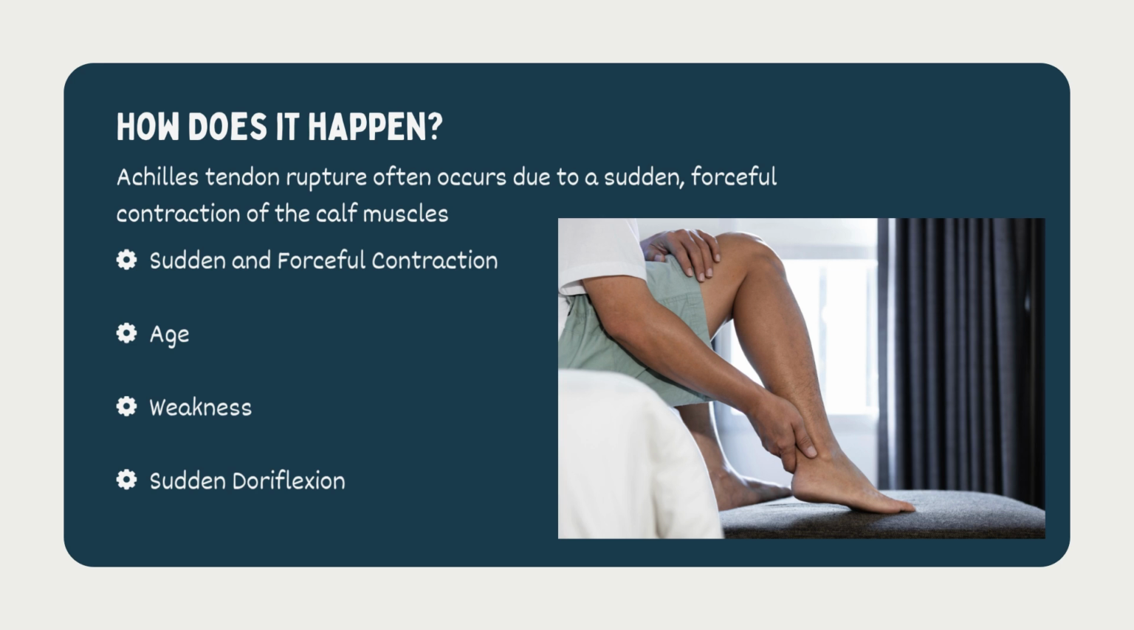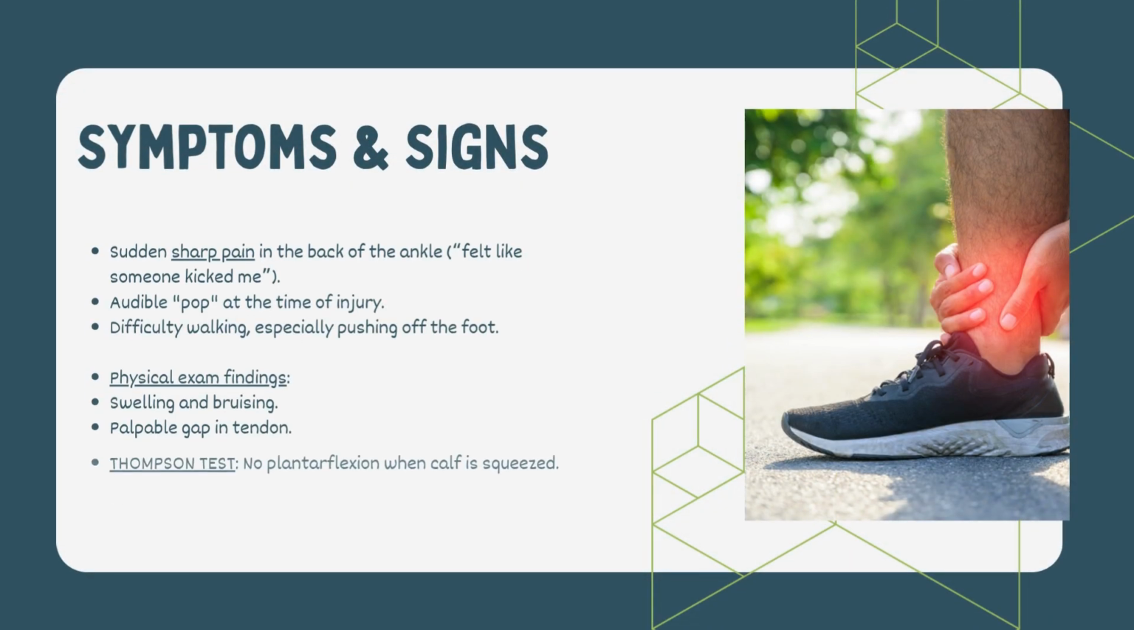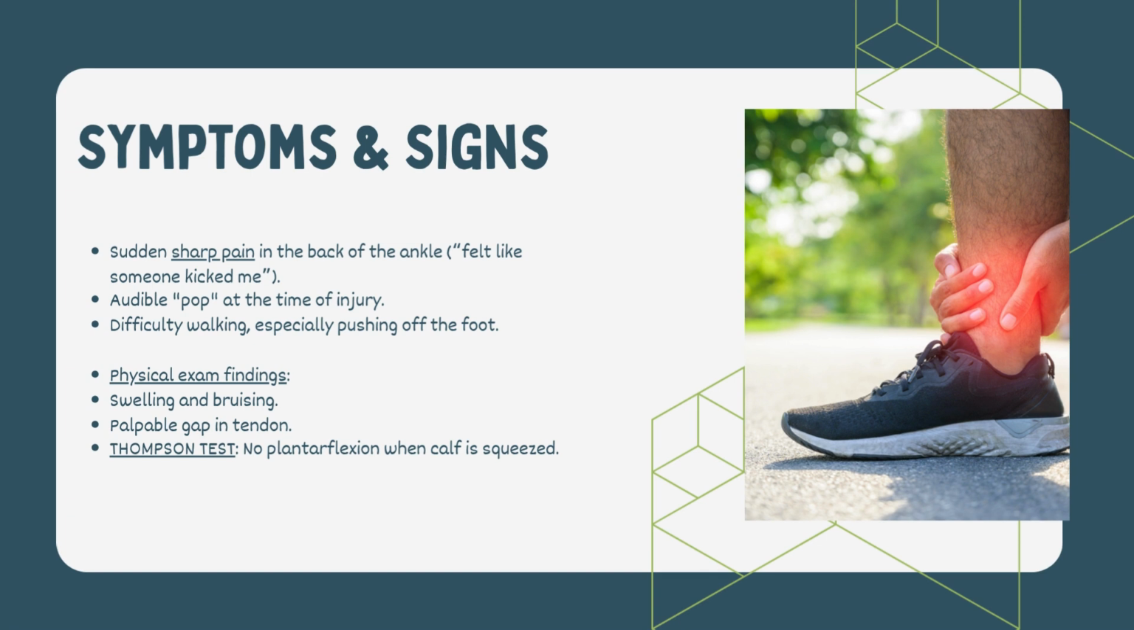Now the signs and symptoms of the injury are pretty obvious when you think about how it happens, like I talked about on the last slide: a sudden forceful contraction of those muscles when you're trying to plant. There's a weakness there, some tendonitis, some constant discomfort over an extended period of time that starts to degrade the tendon a little bit. And then you fall in a certain age group that's more susceptible to a tear. So signs and symptoms: sudden sharp pain in the back of the ankle, like somebody came up and kicked you. You'll sometimes hear a pop, and then you have difficulty walking or pushing off.